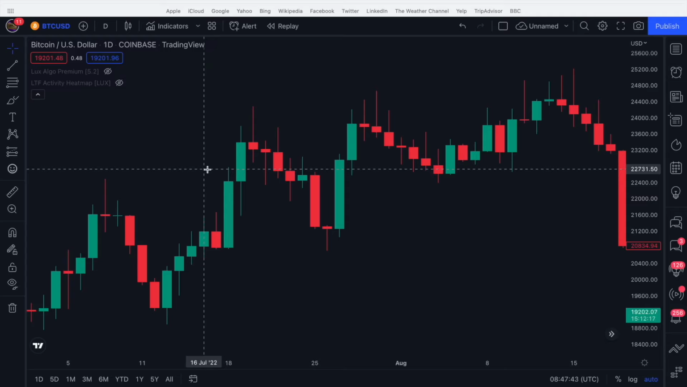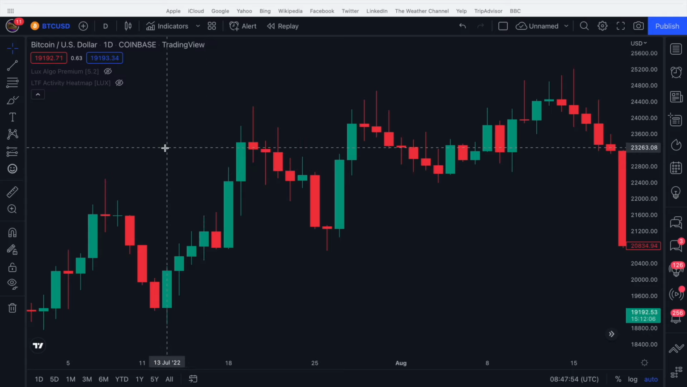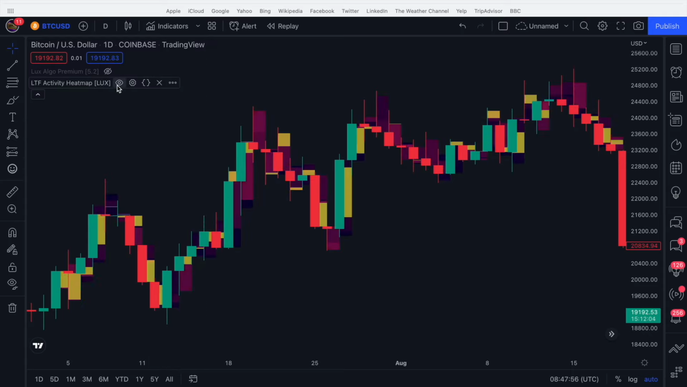Hi guys, in this video I'm going to be showing you a new type of candle, or a new way to break down candles in your trading, using an open source script everyone can use on TradingView, the LTF Activity Heatmap by Lux. So I'm going to load it up on our chart here.